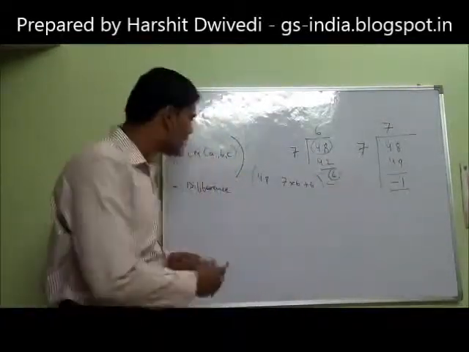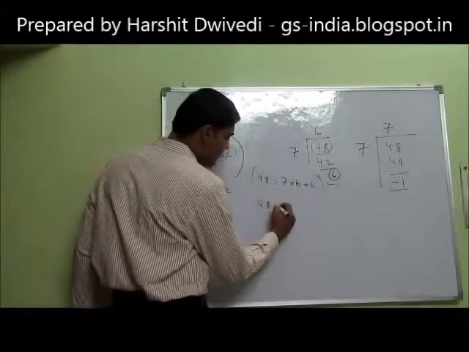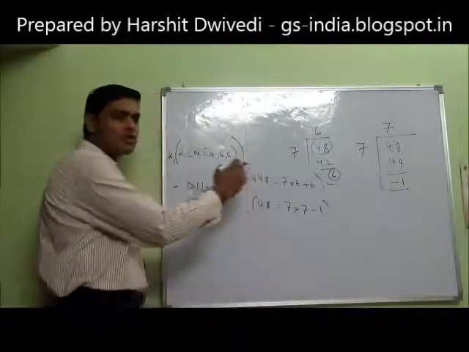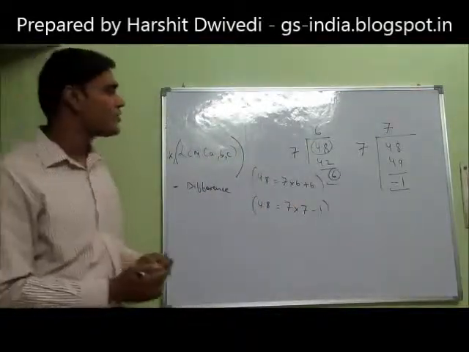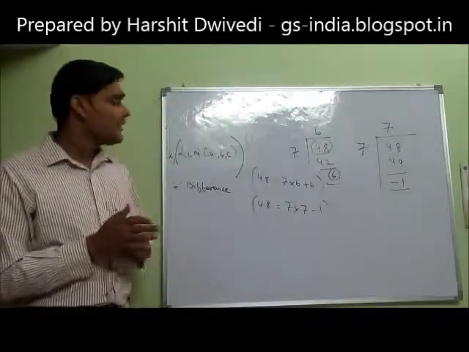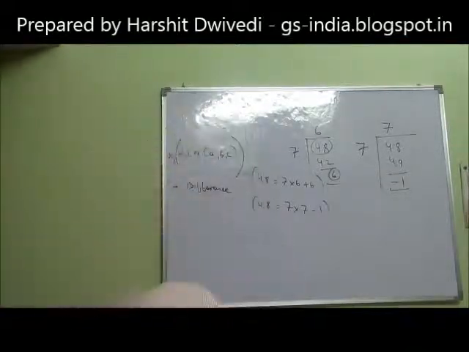Because this is also right, we can also write 48 as 7 into 7 minus 1. This is also a way to write this thing. So minus 1 is the remainder here, 6 is the remainder there. Now the point is, look at this thing.